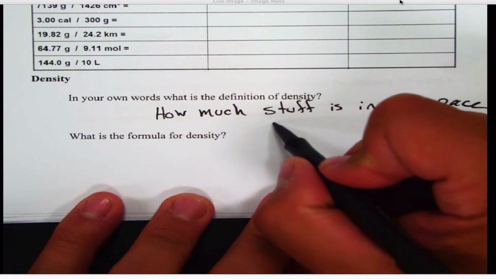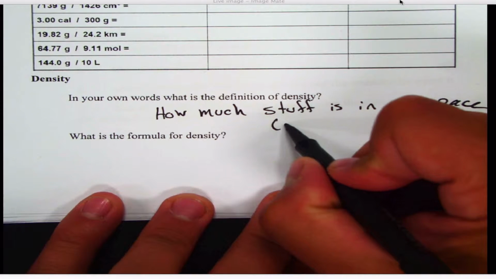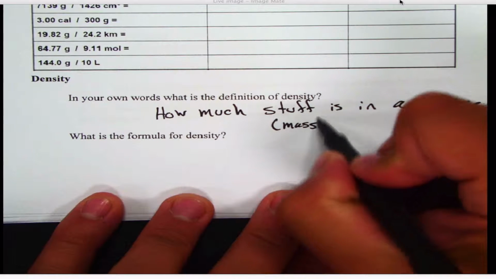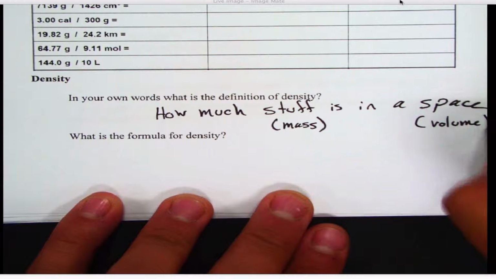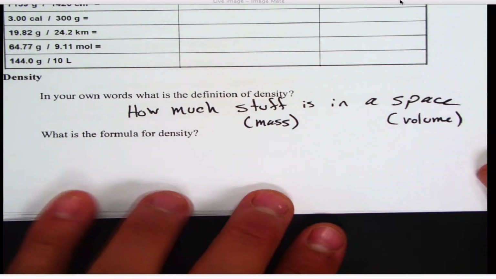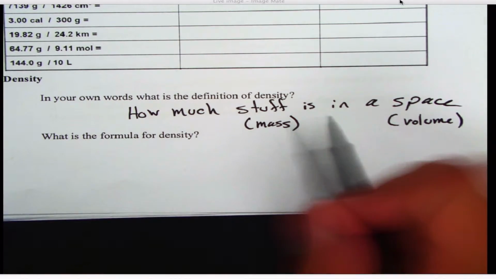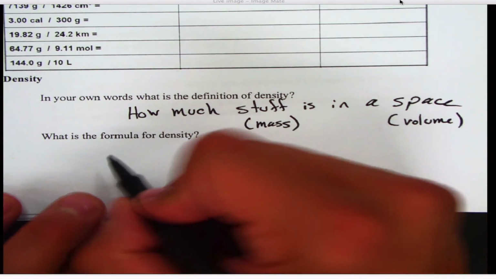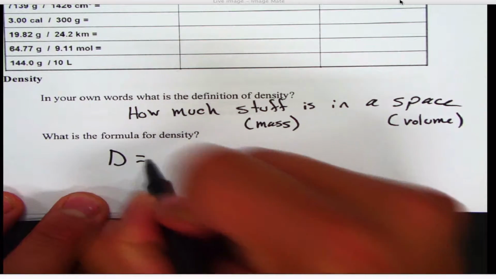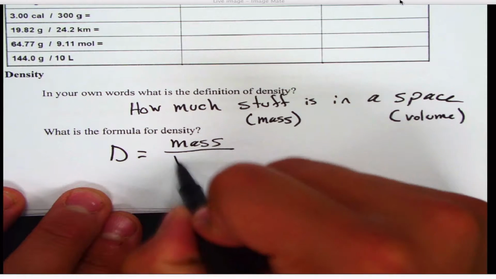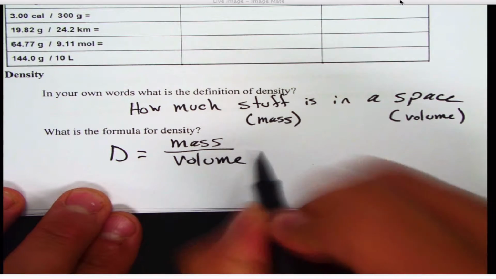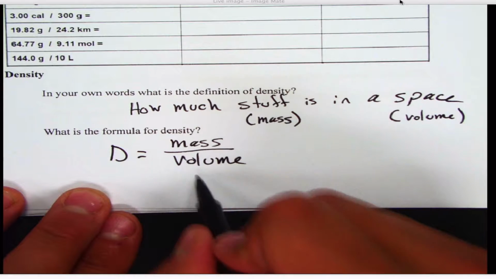The stuff we're talking about is usually going to be mass. The space we're talking about is volume. So how much mass is in a volume? How do we formulate that? How do we express that in numbers? Mass divided by volume. Density is equal to mass over volume.